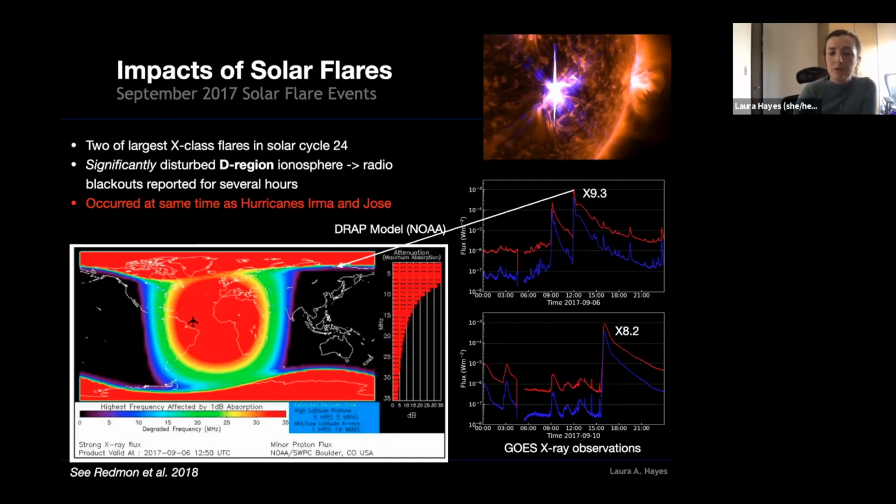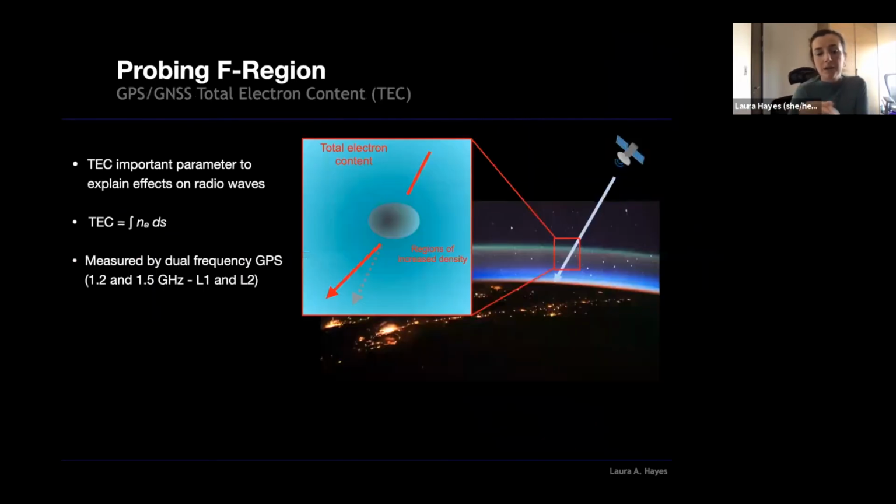So now I'm going to go through and talk about how we probe different regions of the ionosphere with respect to a solar flare. The first is looking at the total electron content, which I mentioned in the previous slide. The total electron content, or the TEC, is an important parameter to explain the effects on radio waves. Essentially it's defined as the integral of the electron density along some path, usually from the ground all the way up to the top of the ionosphere.